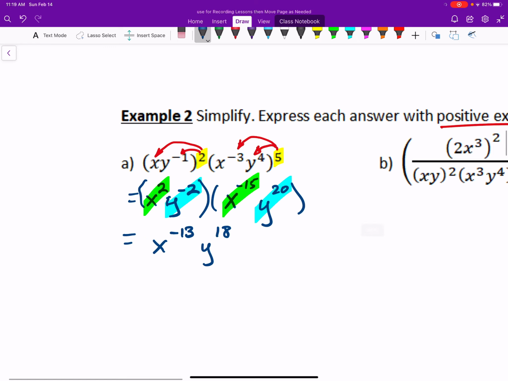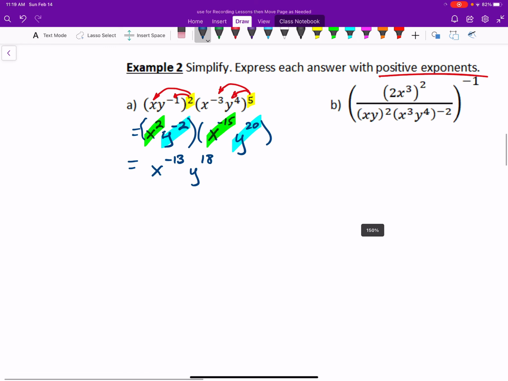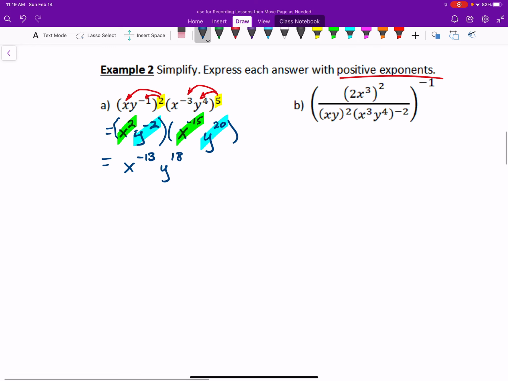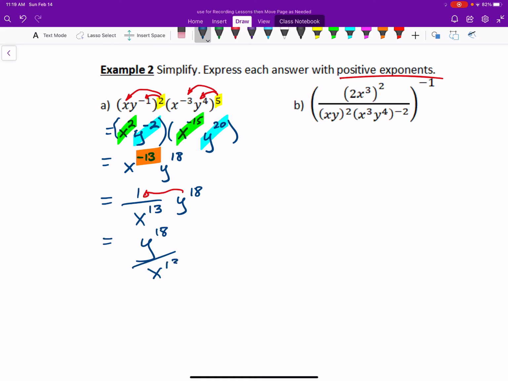Now, I would be done except for the part where I have to have positive exponents. That means I have to deal with this negative 13. The way I'm going to do it this time is I'll rewrite it as x to the 13 times y to the 18, still like that. And then, of course, I could simplify it, make it look a little nicer just by bringing this y to the 18 up top. So I'd have y to the 18 over x to the 13. And that's the answer I definitely want.